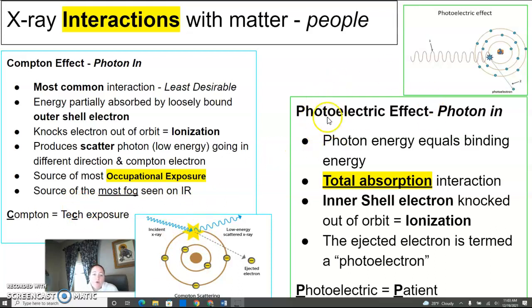Photoelectric effect is also photon in. The photon energy equals the binding energy. There is total absorption in the interaction. In photoelectric, the inner shell electron is knocked out of orbit, instead of the outer shell as in Compton. And I think photoelectric, P for photoelectric, P for patient. So this is more patient dose.